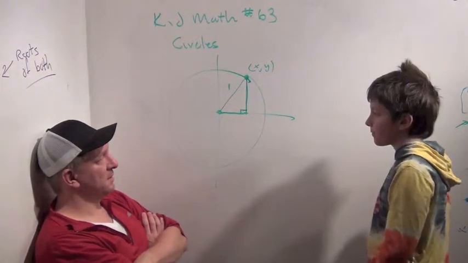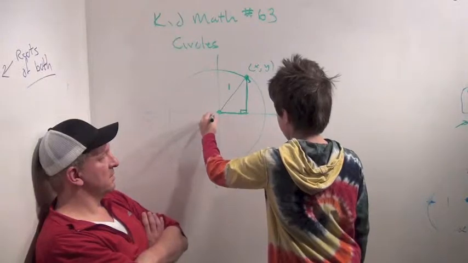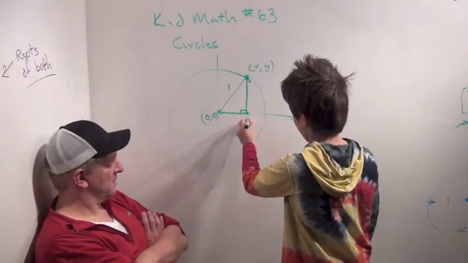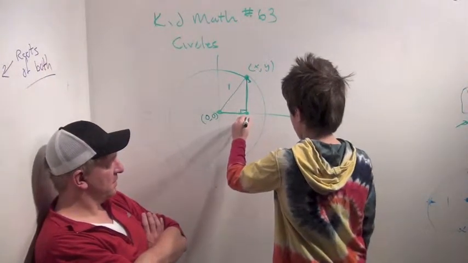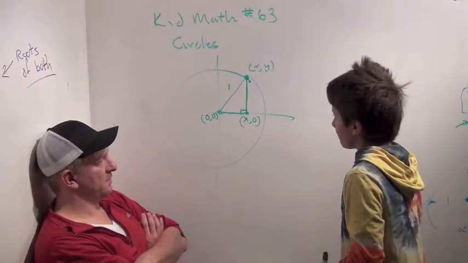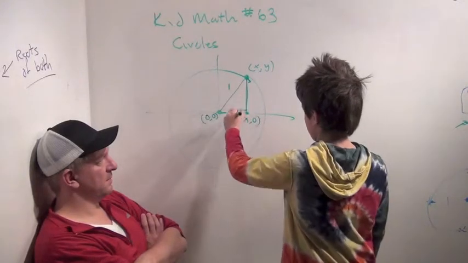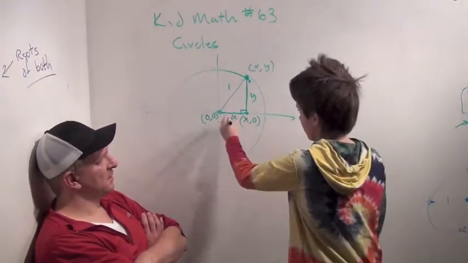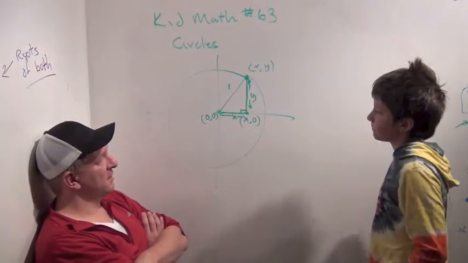So this point is x, y. This point is 0, 0. Then this point here, you go over x, but you don't go up y. This point is just x, 0. So now, this is x, this is y. What does that mean? This distance is x, and the distance there is y.